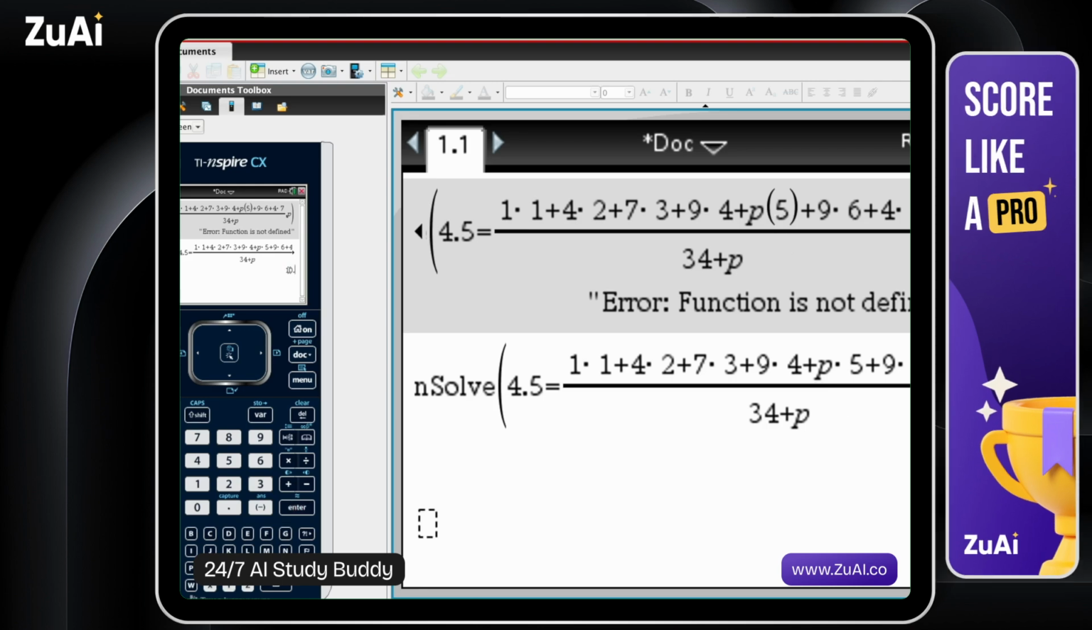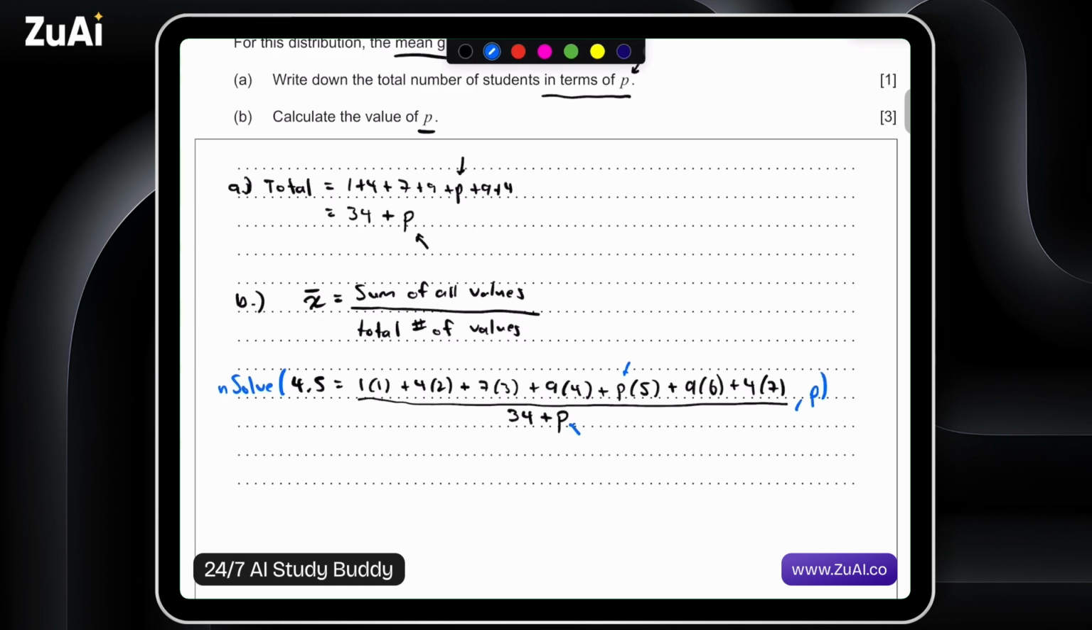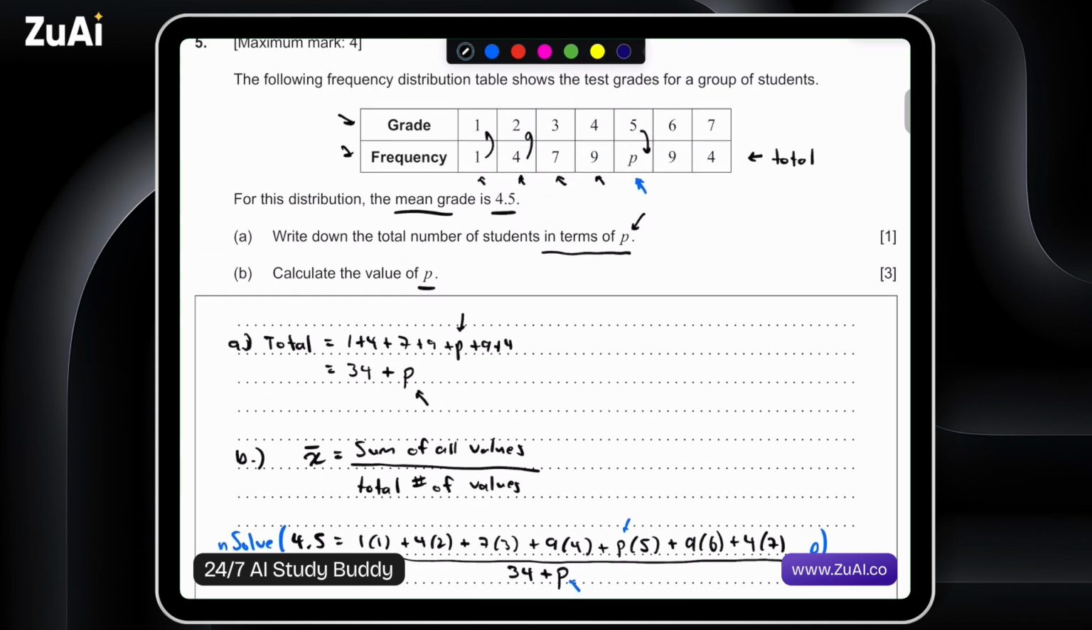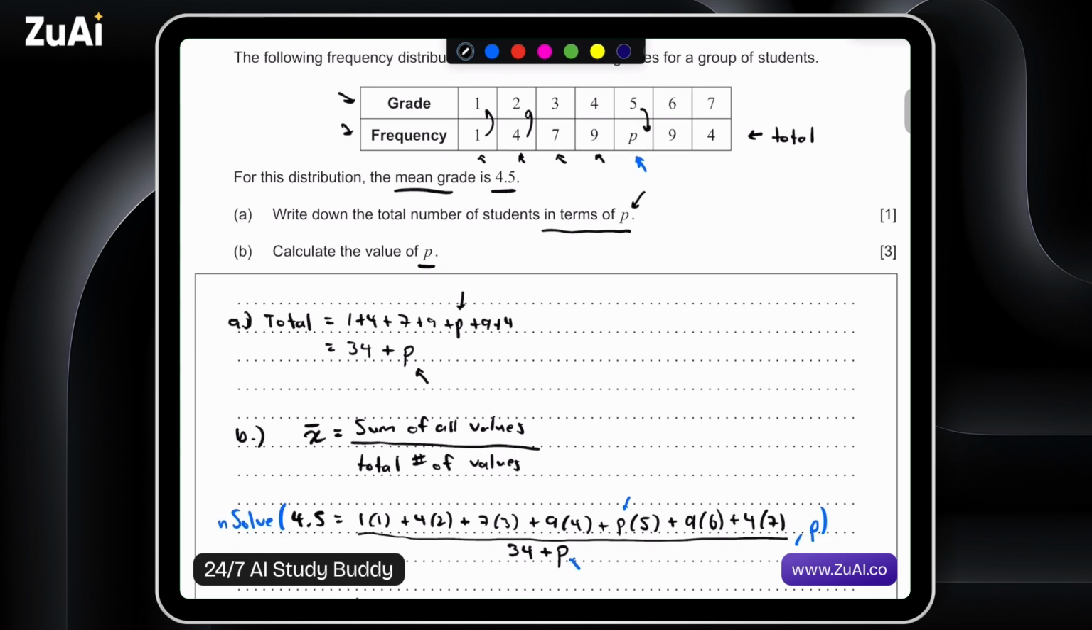So let's go back to the document. Calculate the value of P. P is equal to 10. And what's good about that, and what should be reassuring, is first off, it's not a fractional value. So it's not like 10.5 students. And second of all, it looks to be within the range of these other values. It's not like 46 or something like that. So that should be pretty reassuring as well.